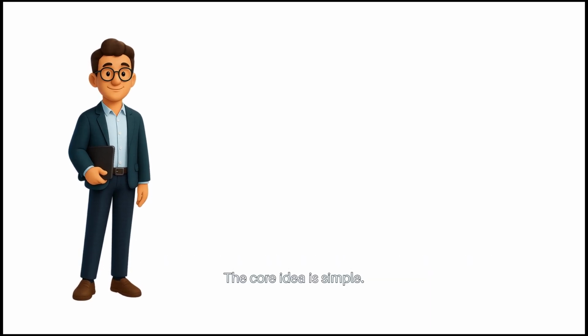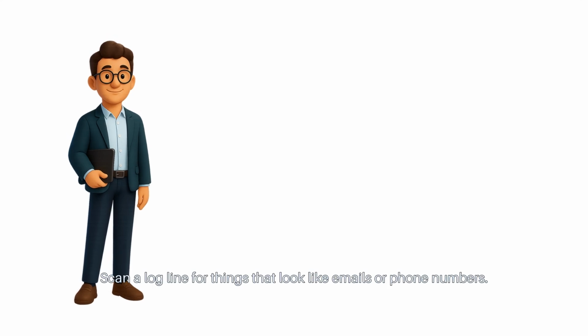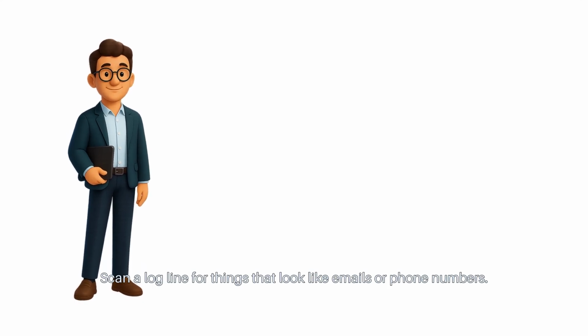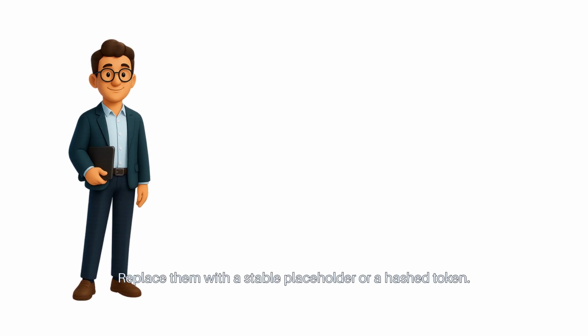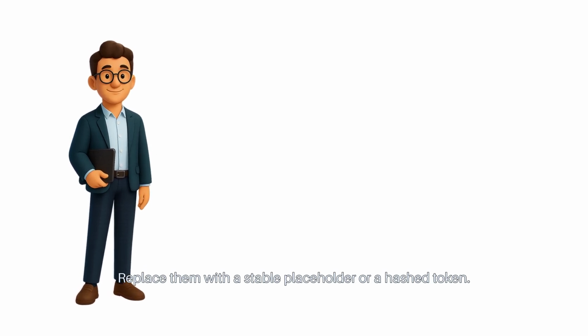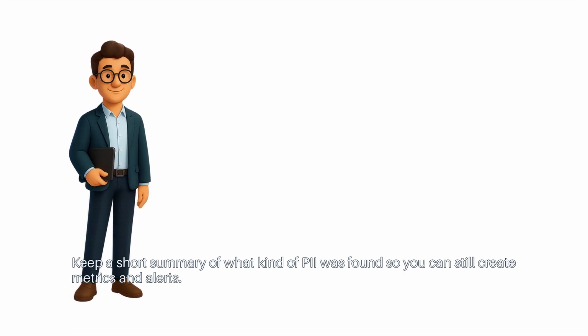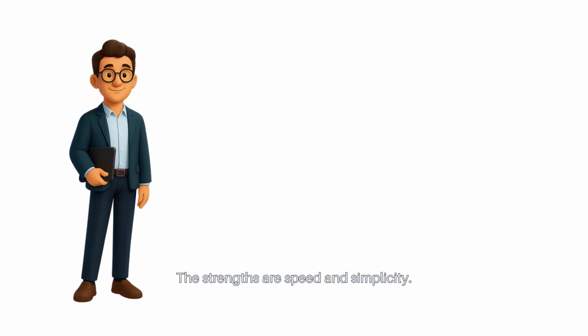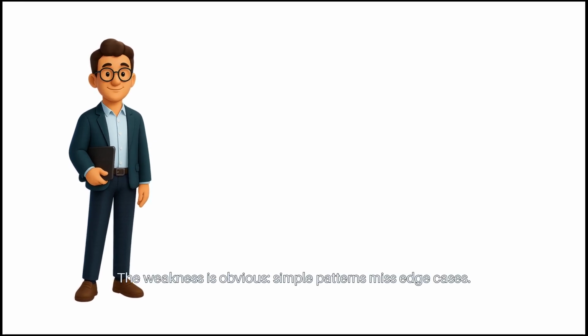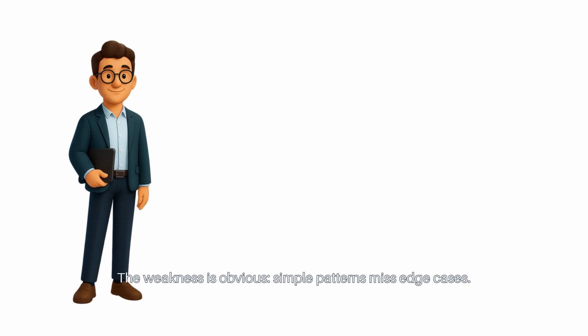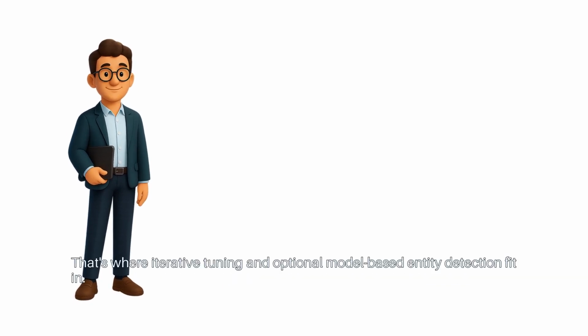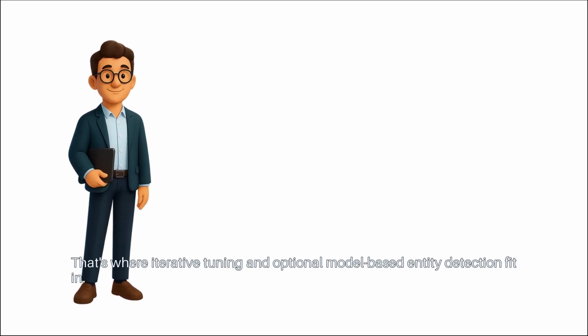The core idea is simple. Scan a log line for things that look like emails or phone numbers. Replace them with a stable placeholder or a hash token. Keep a short summary of what kind of PII was found, so you can still create metrics and alerts. The strengths are speed and simplicity. The weakness is obvious. Simple patterns miss edge cases. That's where iterative tuning and optional model-based entity detection fit in.